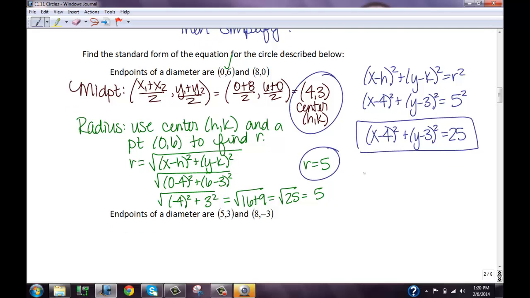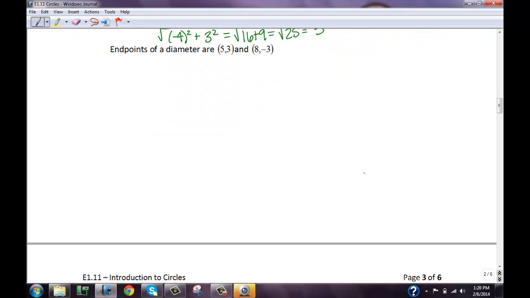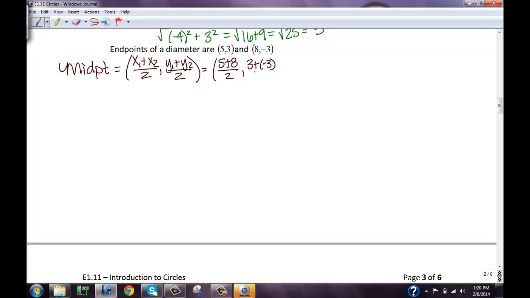Okay. So let's look at another one. First thing I need to do, given the endpoints, is to find the midpoint, because remember the midpoint gives us the center. So I do x1 plus x2 divided by 2, y1 plus y2 divided by 2. So here if I add my x's, 5 plus 8 divided by 2, and I add my y's, 3 plus negative 3 divided by 2, I end up with the point 13 halves and 0 over 2, which is just 0. Okay, so this is my center, or my HK.